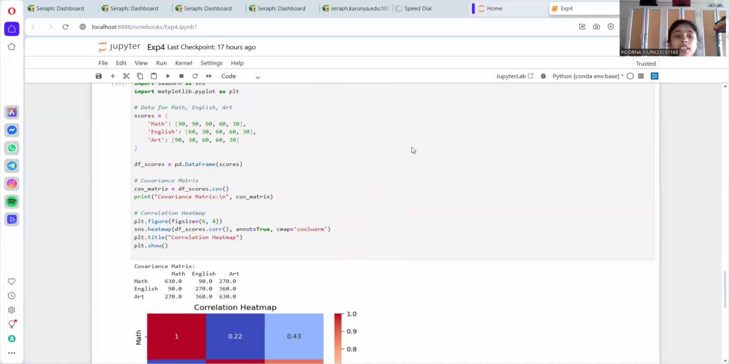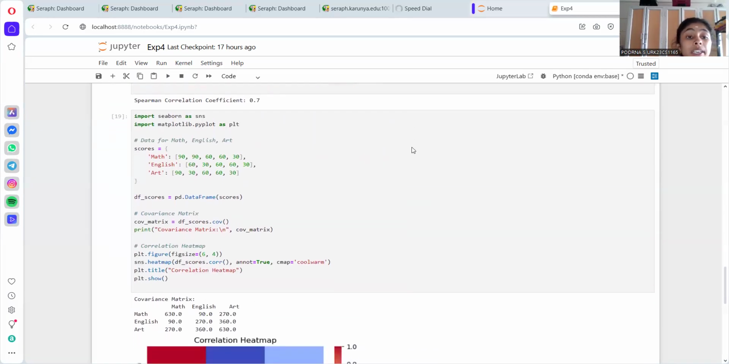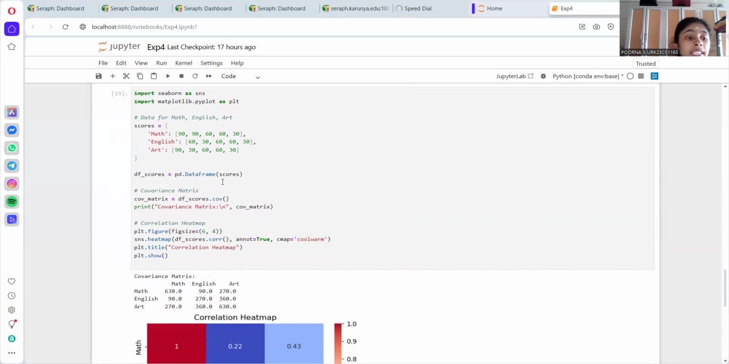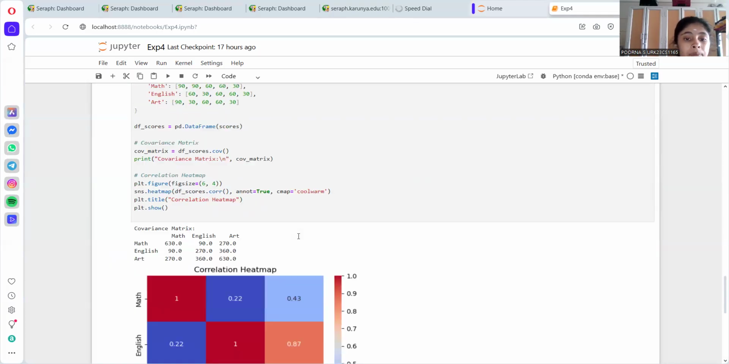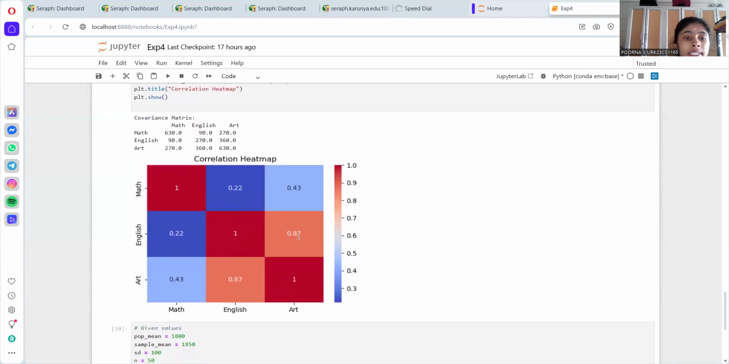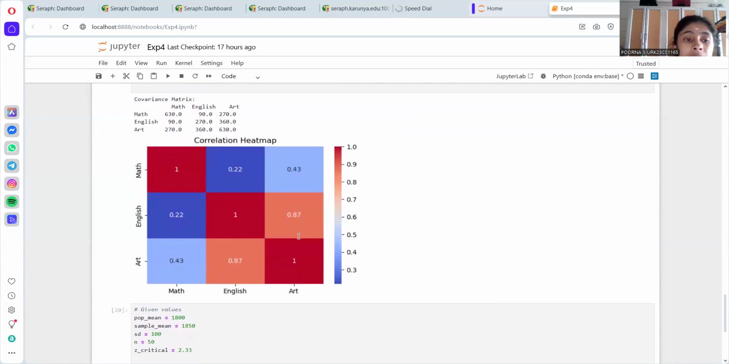Then here, covariance and correlation heat map. So here we use Seaborn and matplotlib. For the columns math, English and art, we compute the covariance matrix using .cov. Then we generate a correlation matrix with .corr. Here we are going to plot the heat map with the values given for math, English and art. Then we give a color gradient. So this is the correlation for math, English, and art.